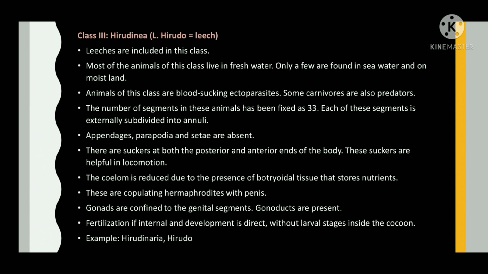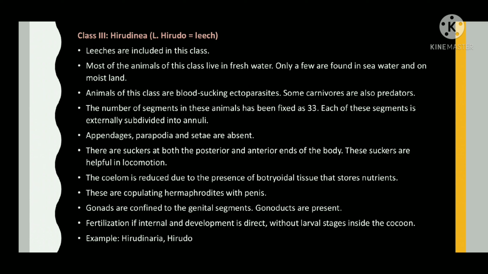Class 3 Hirudinea. Leeches are included in this class. Most of the animals of this class live in fresh water. Only a few are found in seawater or moist land. Animals of this class are blood-sucking ectoparasites. Some carnivores are also predators. The number of segments in these animals is fixed at 33.